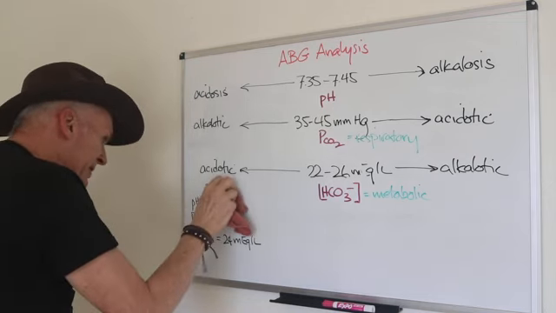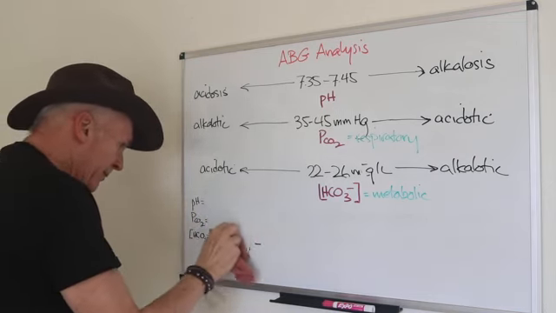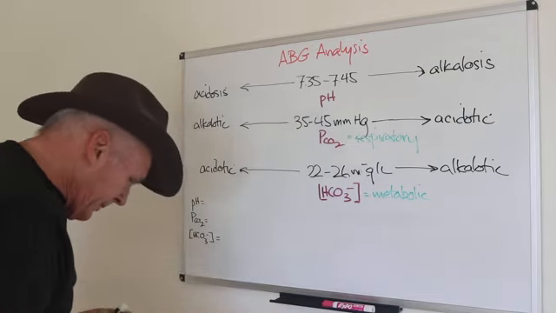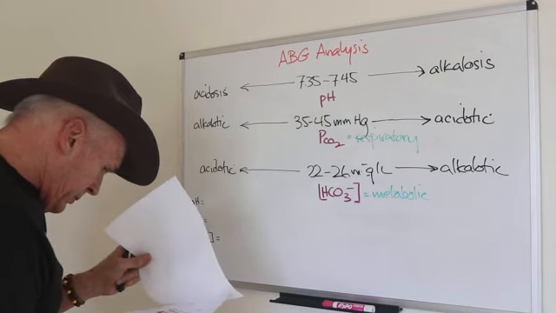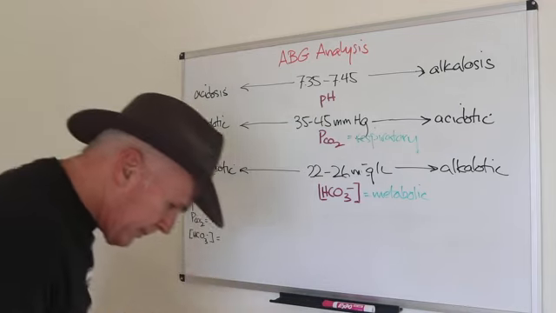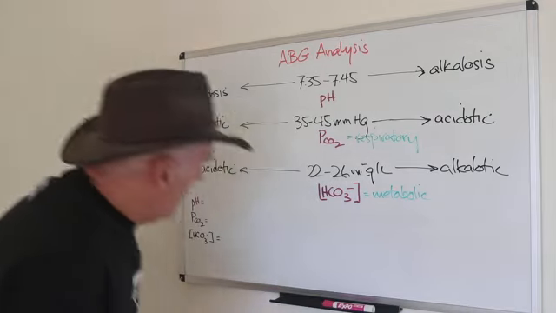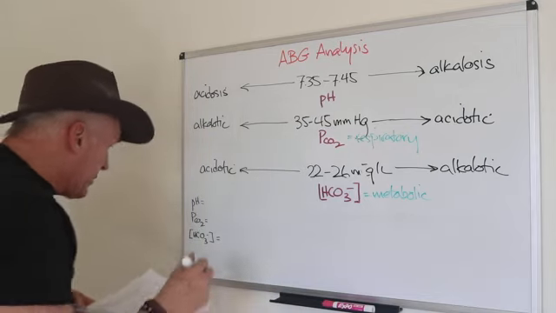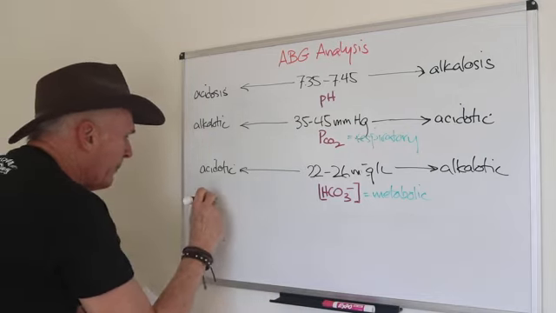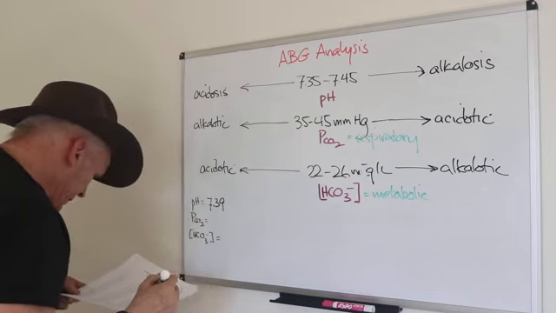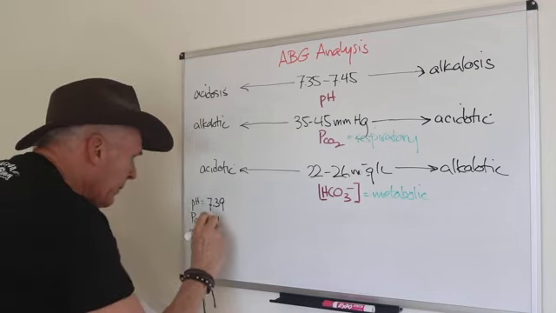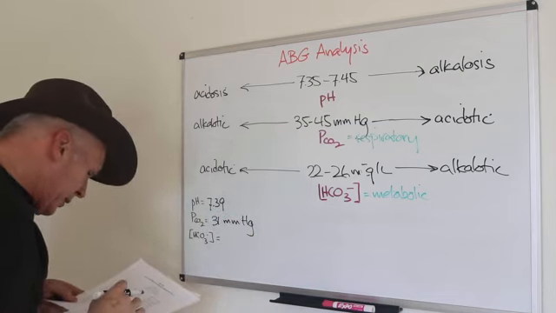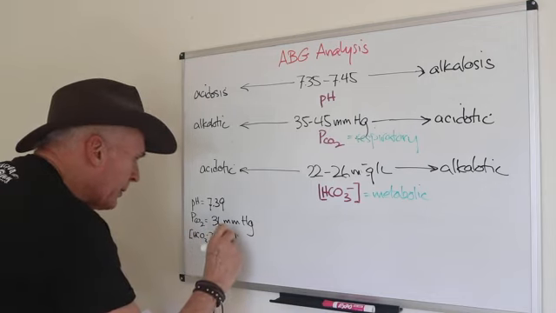All right, so let's do another example here. Instead of these numbers, let's look at different numbers. Let's try pH of 7.39. Partial pressure of CO2 is 31 millimeters of mercury. Don't forget the units. Bicarb, 19 milliequivalents per liter.